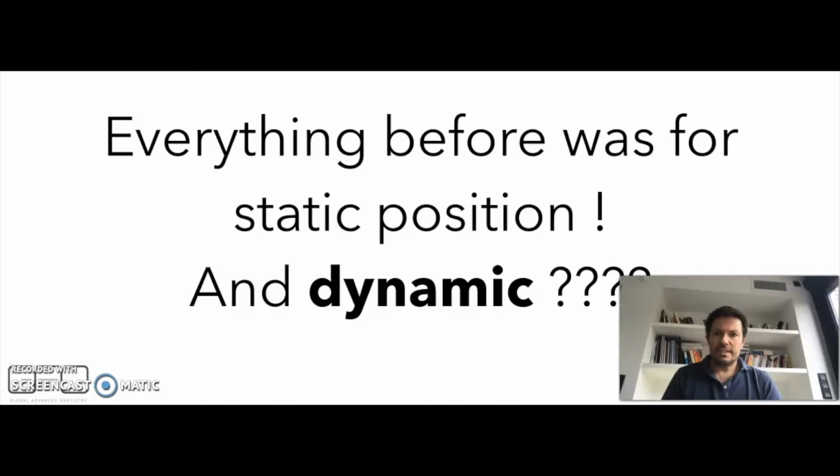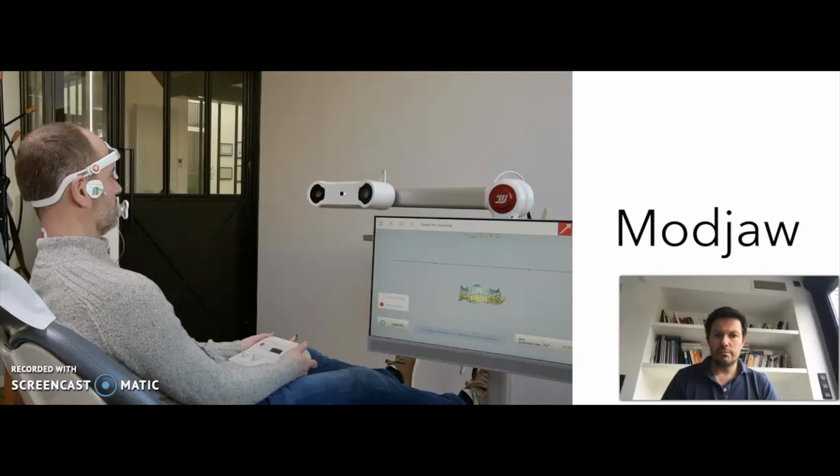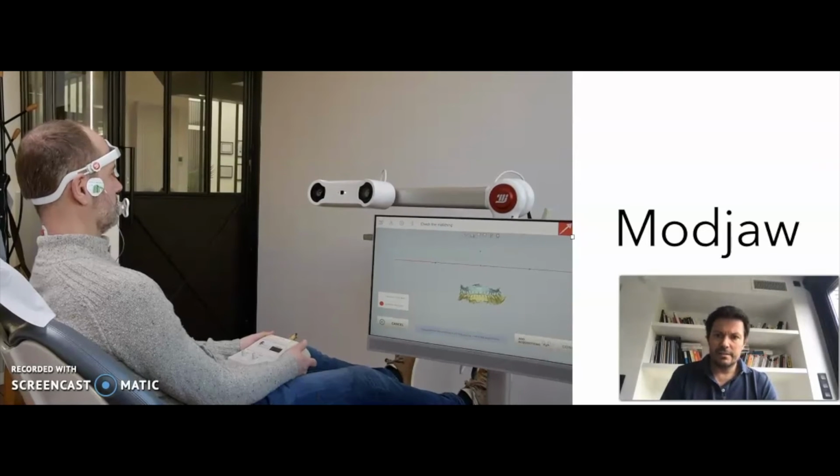So now everything before, the TENS, the COIS, was for static position, the position of the jaw. But what about dynamic? Because life is dynamic. For dynamic, I use a Mojo. What is a Mojo? Mojo is like a camera, and look at the video. The patient will open and bite. Yes, he's opening, bite, and we can see on the screen the same thing. And we can record all the movement, the physiologic movement of the patient.